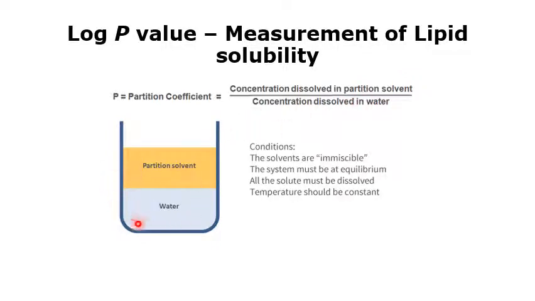We put a drug in a mixture of water and a highly lipophilic solvent, as we said before, like octanol, mix them together, leave them to separate, and then measure the concentration of the drug that partitioned to the organic layer, and we find the difference in these concentrations. The logarithmic scale of this partition coefficient is the log P value.